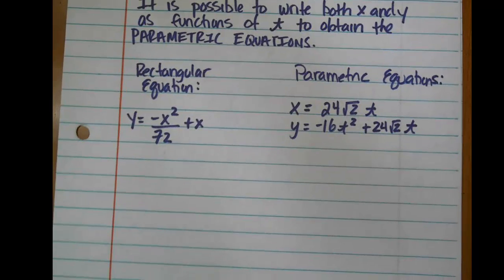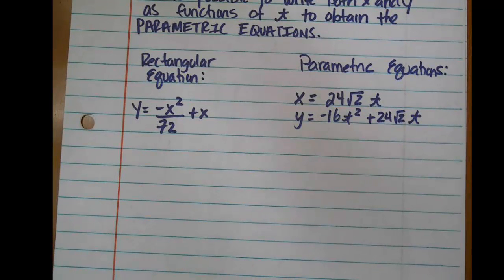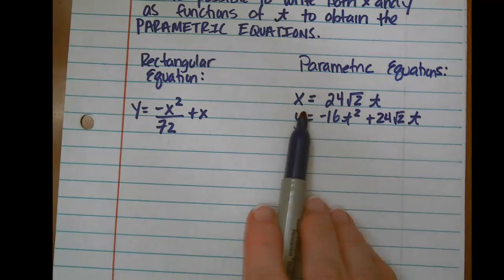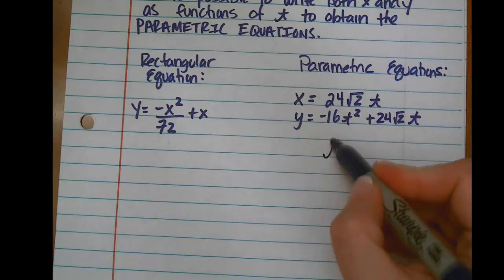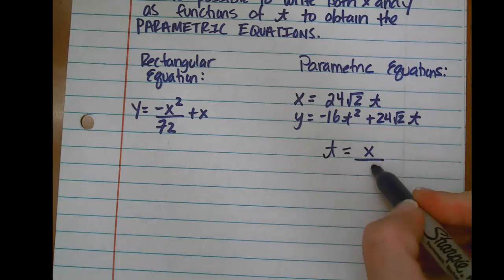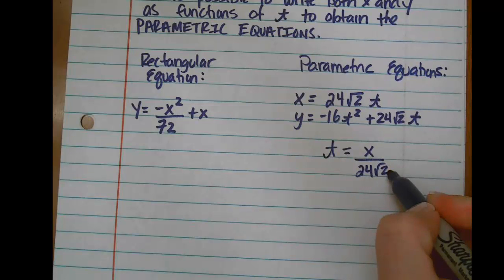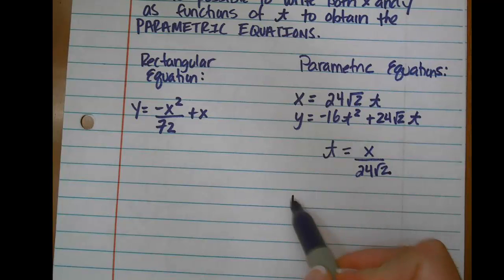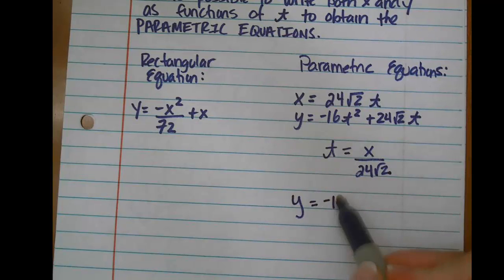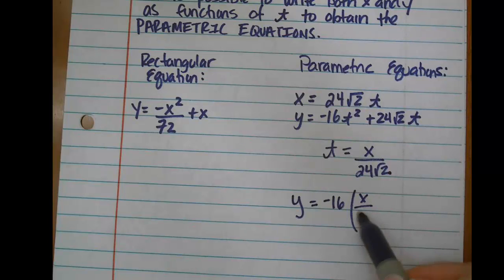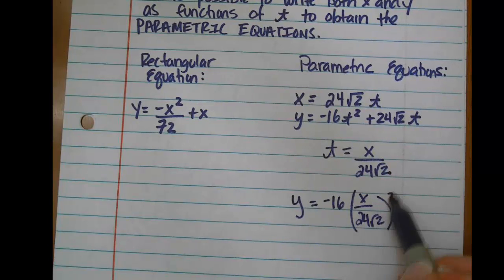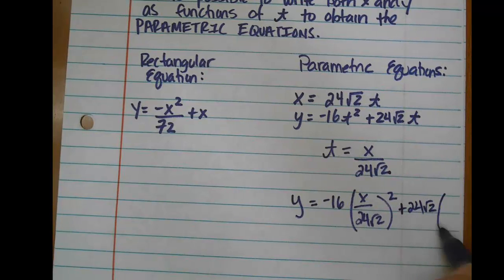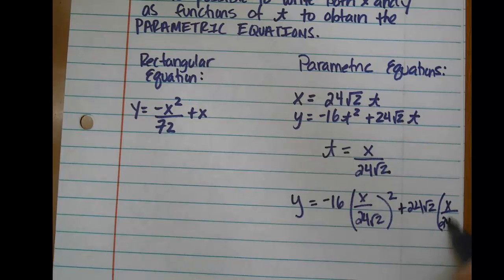I'm going to show you two ways. One way is algebraically, by the equation. If I take this equation and solve for t, t is going to equal x divided by 24 root 2. Now I substitute it into my y equation. I would have y equals negative 16 times the quantity x over 24 root 2, squared, plus 24 root 2 times x over 24 root 2.